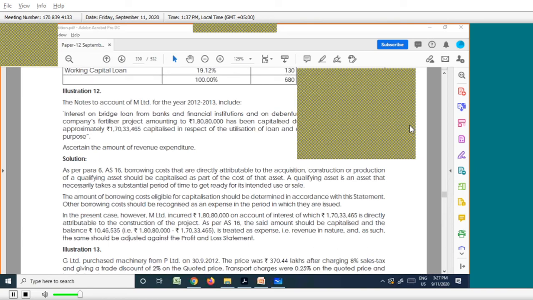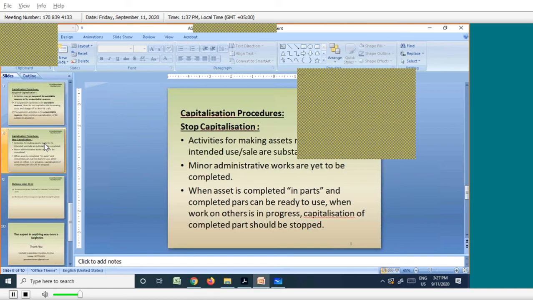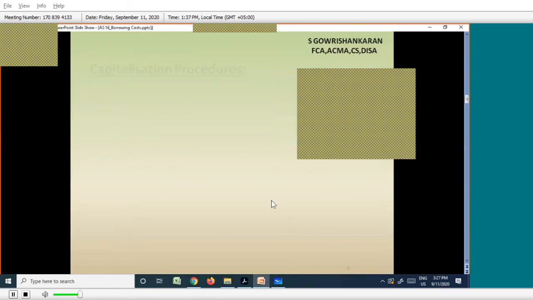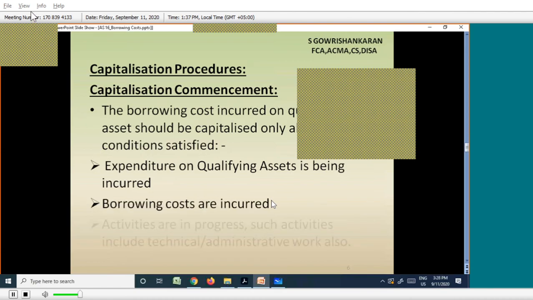Why no? Because as per our presentation, one of the points in our presentation is: borrowing cost actually incurred. Second bullet point, you remember, borrowing cost actually incurred, then only it is eligible.